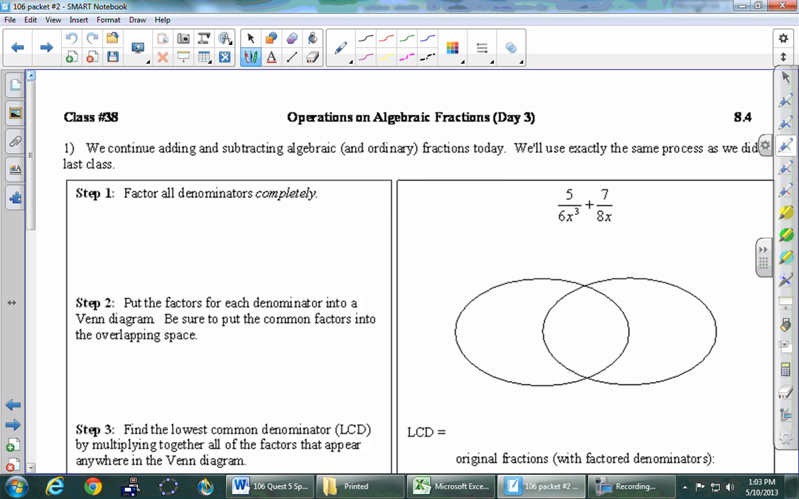So remember, step 1 was to factor all these denominators completely. So 8x seems like it's factored, but we're going to even factor the 8. We're really going to get it down to basics. How does 8 factor? 2 times 4, and then 4 will go even more, times 2, right? Get it all the way down to primes. So there's my 8x. Can you guys take a moment, do the same thing with 6x cubed? Just factor that 6.